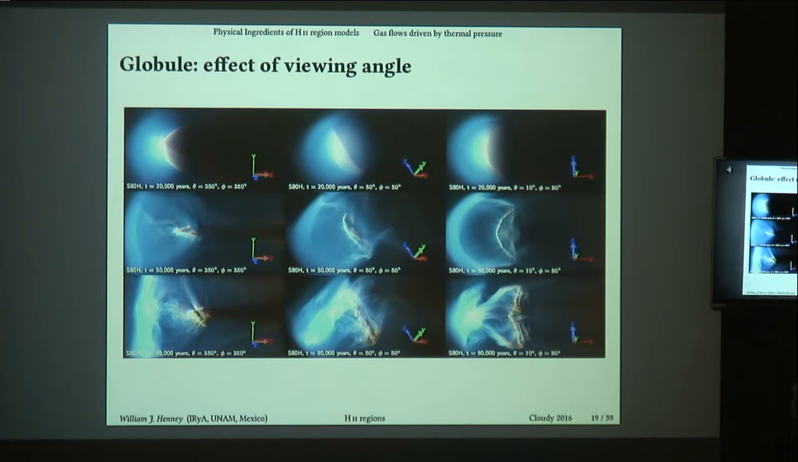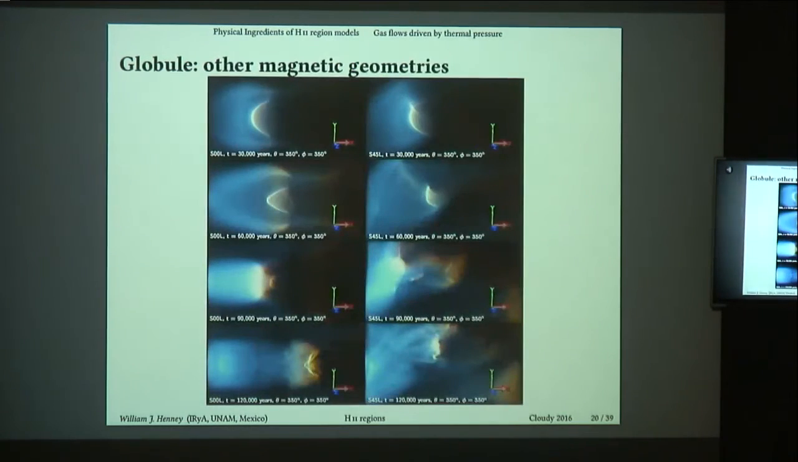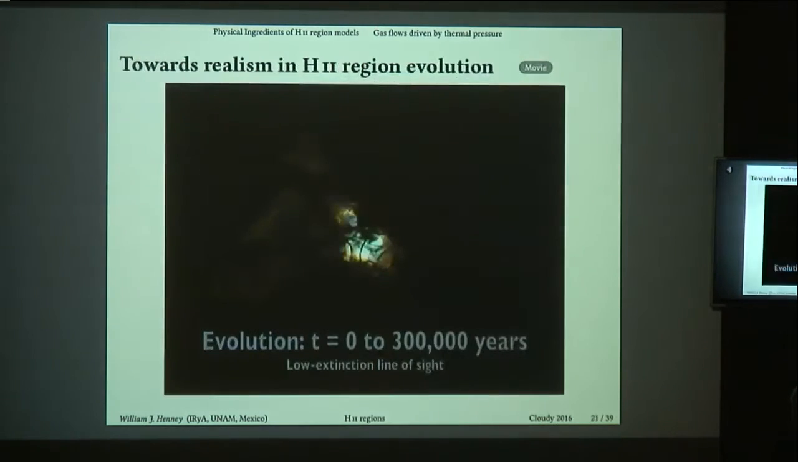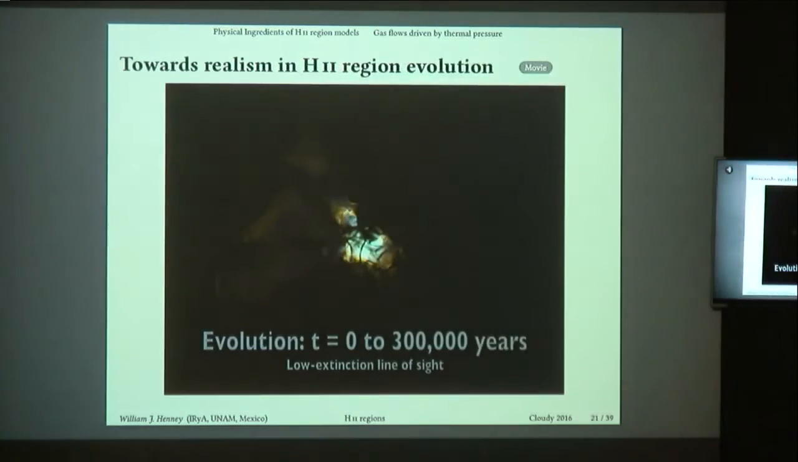I think it turns out that the magnetic field that we're putting in these globules is probably too large to be realistic. And in fact, in real H2 regions, you see something that's not quite as asymmetric. This is just other simulations varying the angle of the magnetic field. So the globules are an important ingredient in the dynamics of the H2 regions.